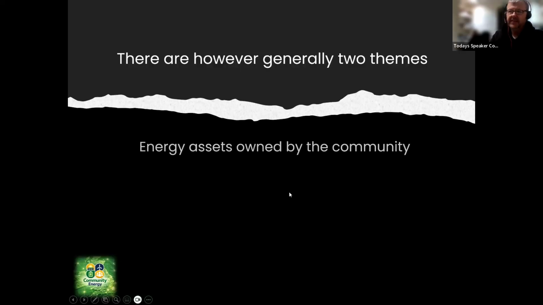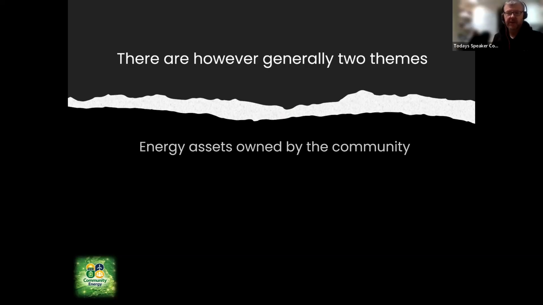The first is you get a group that creates an organization, whether that's a co-op or a community interest company or something along those lines. They raise money from their local community and they use that to buy or build a renewable energy asset. So solar panels, anaerobic digester, wind turbine, water hydro scheme, something along those lines.